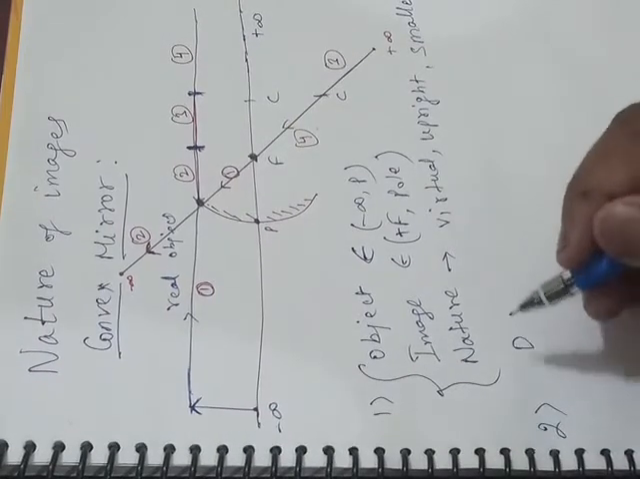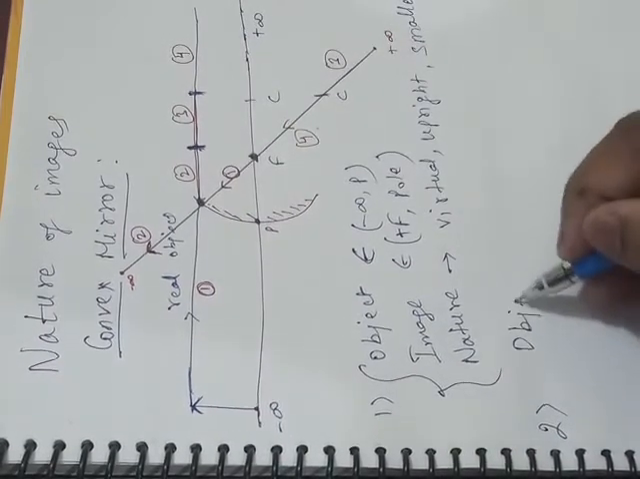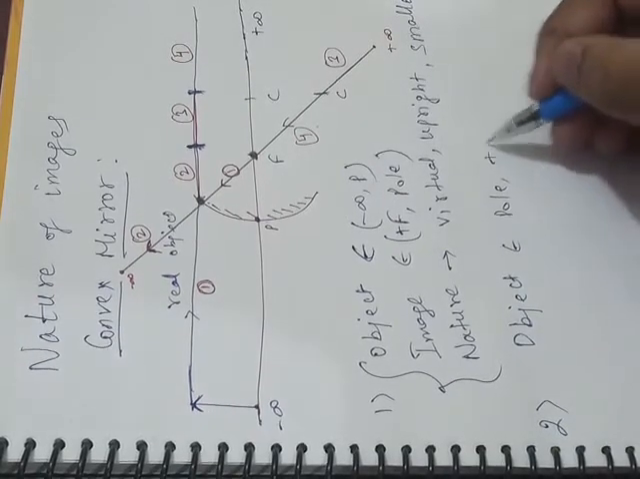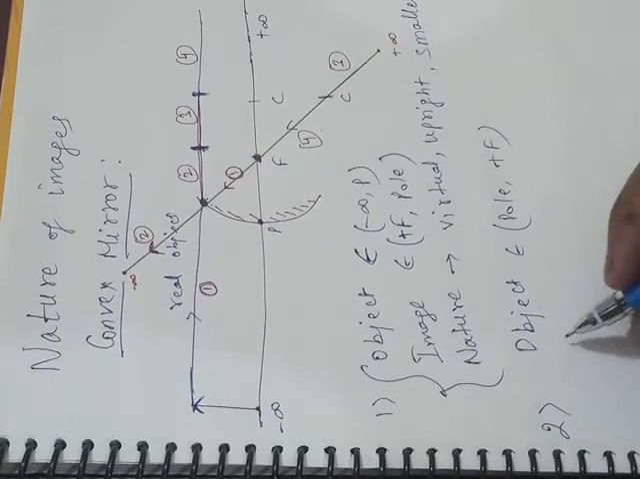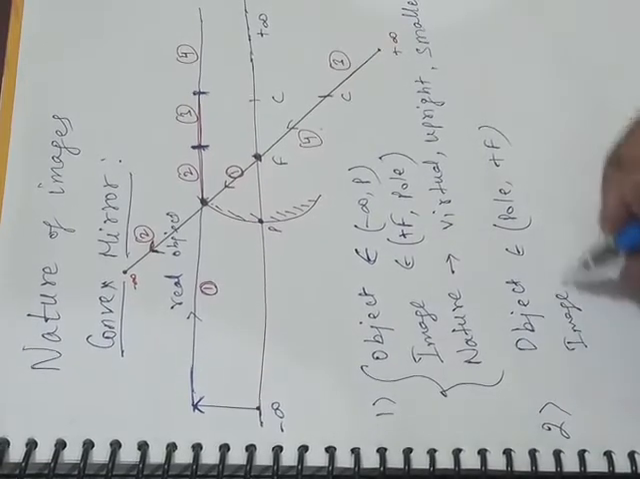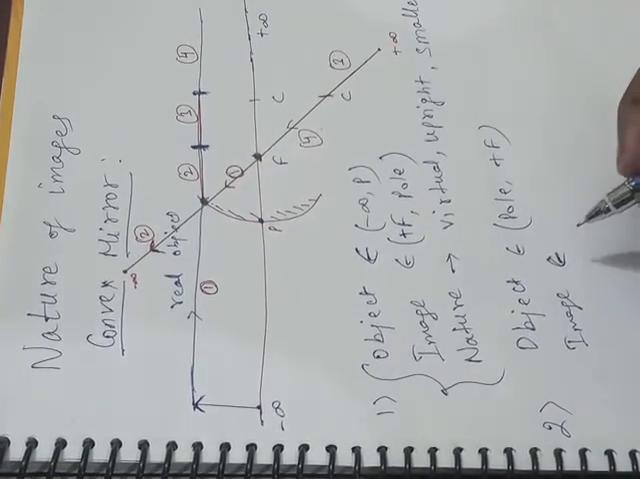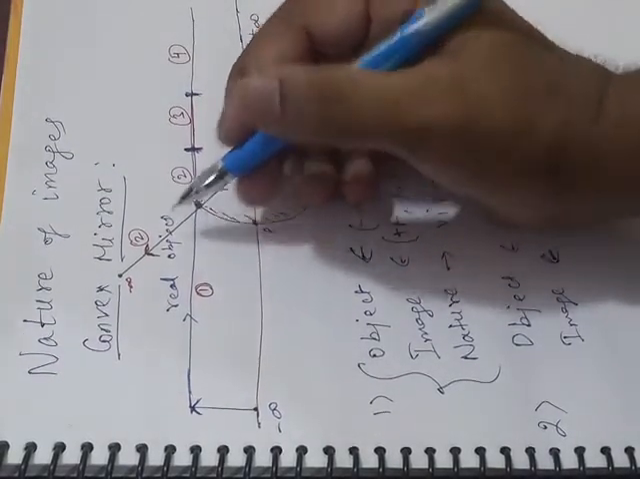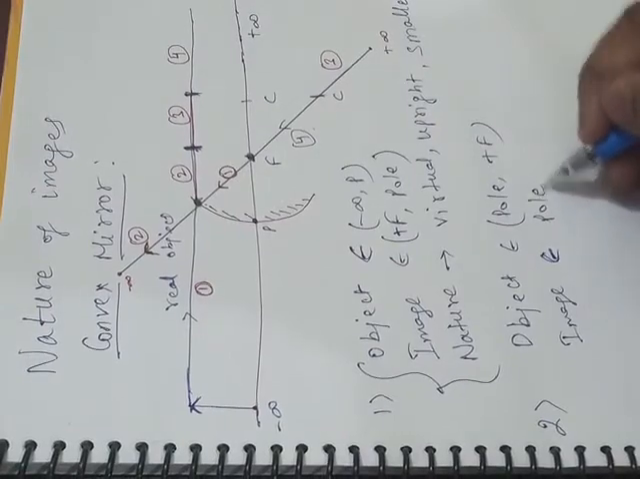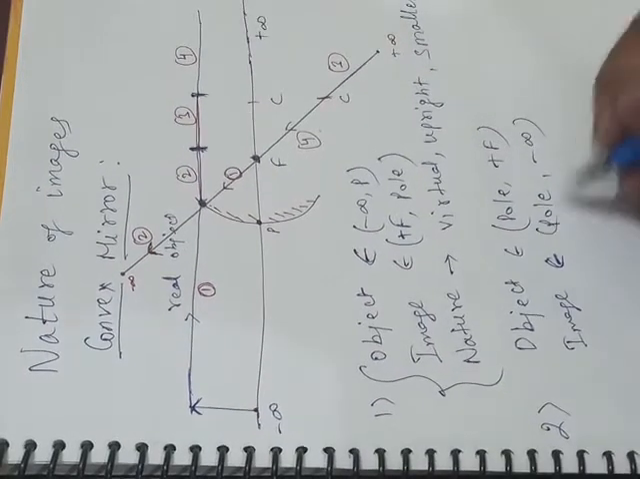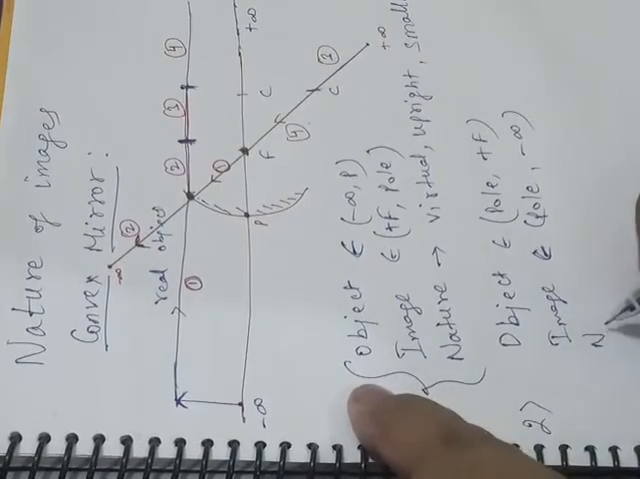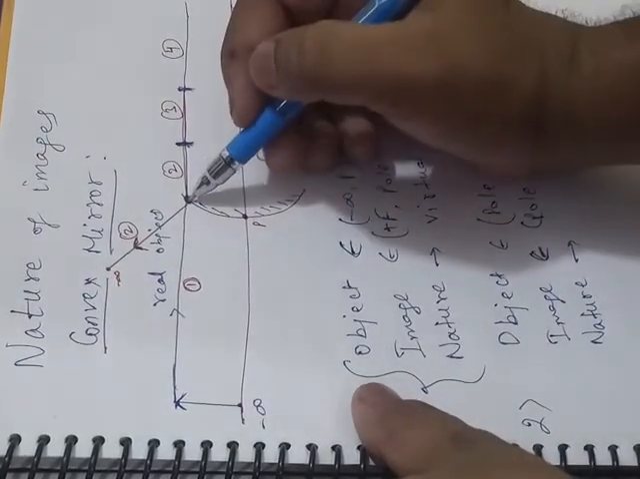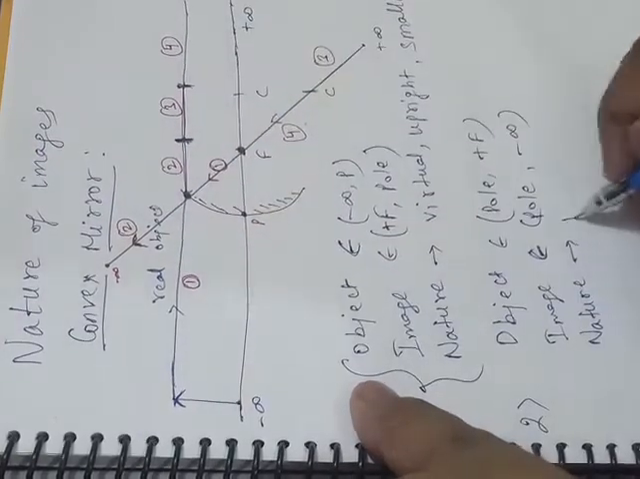If the object is part of pole to 2f, this is the second region. What is the image? So where is the second region for the image? This one. So pole to minus infinity, it will be pole to minus infinity. And what is the nature? On the reflecting side of the mirror, so it is real.